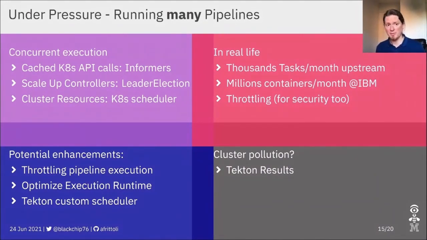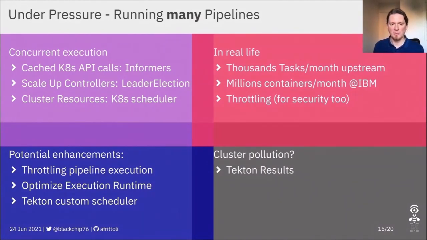Another issue that we see when running multiple pipelines is cluster pollution, where multiple resources are created. So the execution history stays on the cluster, and that creates problems over time. For these reasons, we created the Tekton Results project, which allows us to store the execution history of the cluster, and eventually it will allow us to clean up resources as well once they are stored in the database.